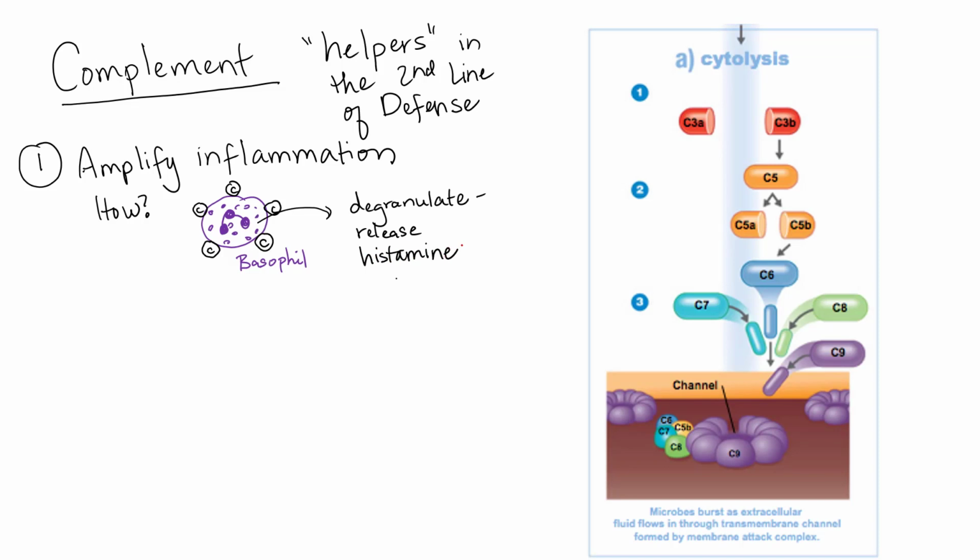And histamine has all these effects within inflammation. So histamine is going to be triggering the vasodilation, and histamine is going to signal selectin formation. So those little sticky proteins are going to start forming as a result of information from histamine.